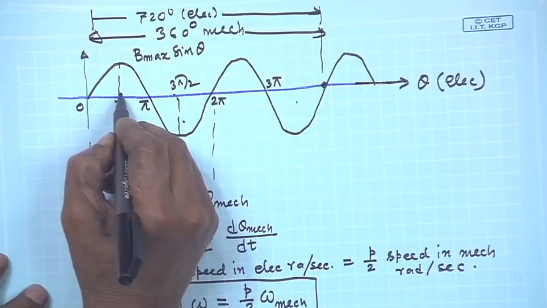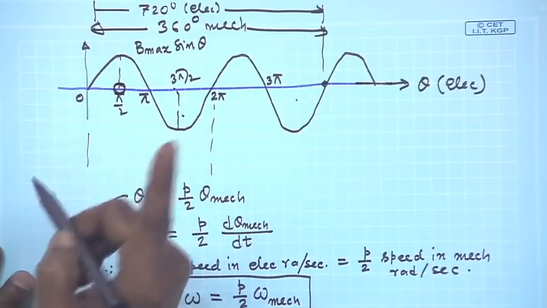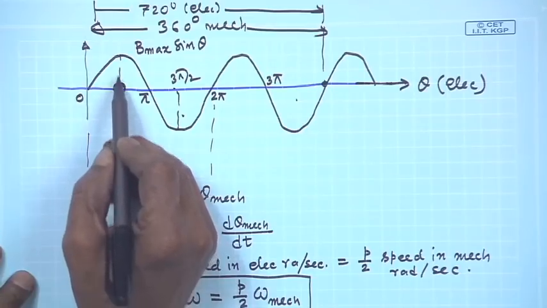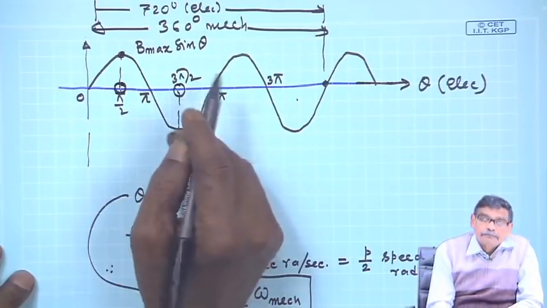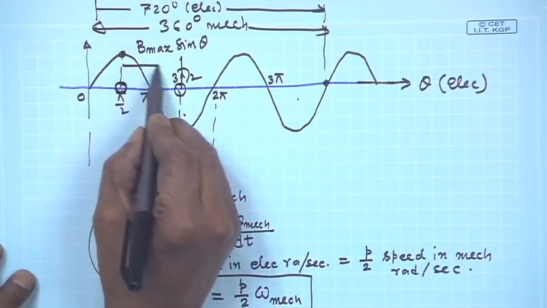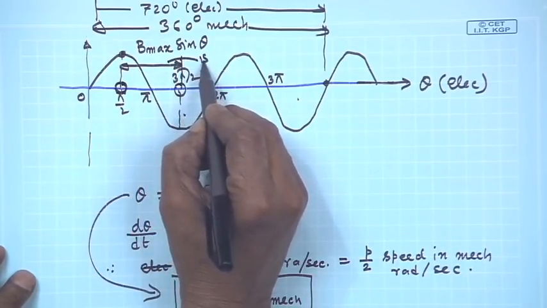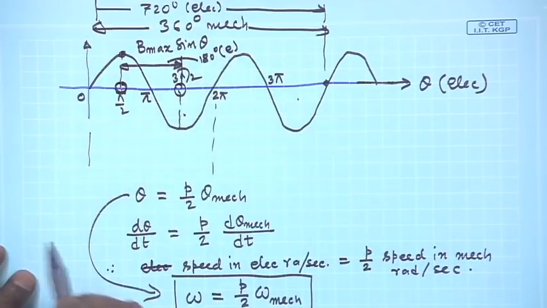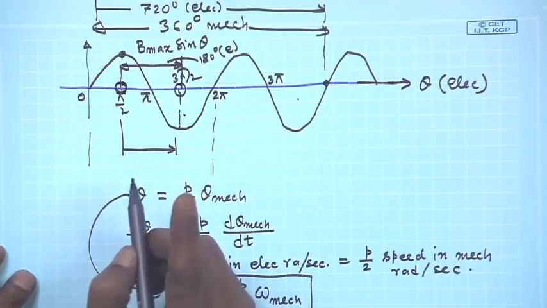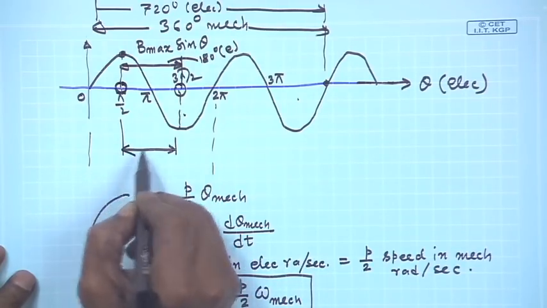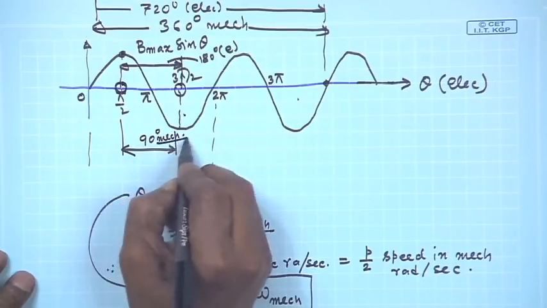Now, if you want to make a coil, you must ensure that if this coil side is under plus B max, its return must be under minus B max. That is how this separation should be. Now, what should be this separation angle for maximum voltage? In terms of electrical degree, it should be 180 degree electrical. But in terms of mechanical degree, this angle is only how much? Not 45, 90 degree, half of this. So, this is 90 degree mechanical. Got the point?